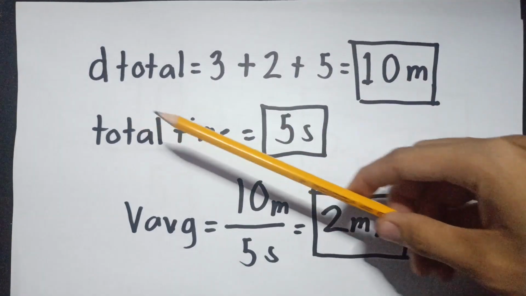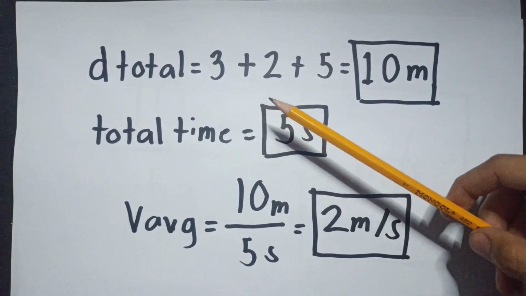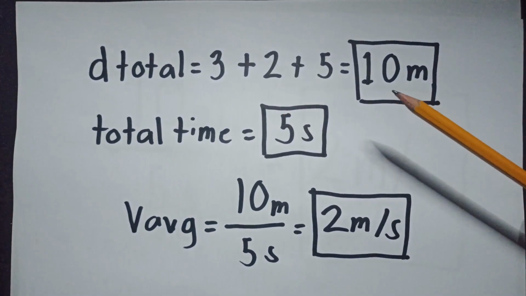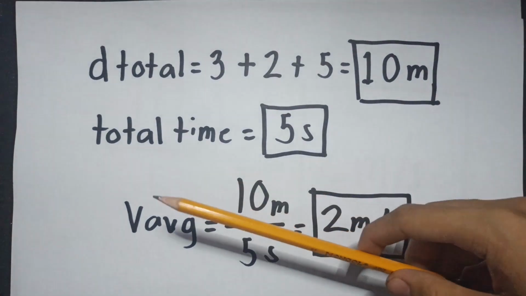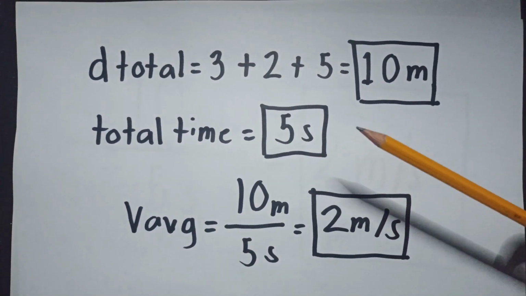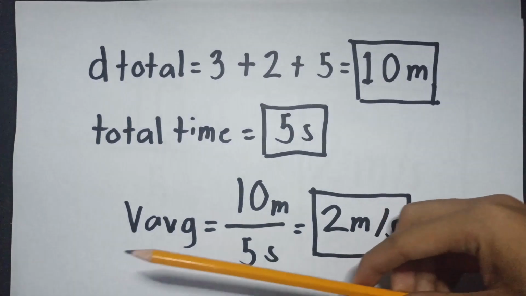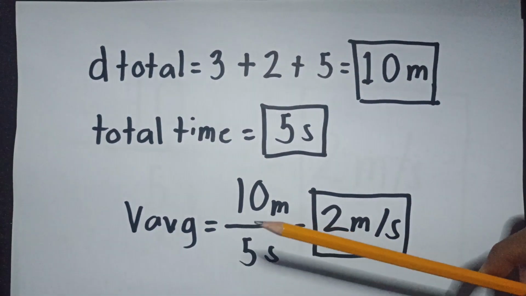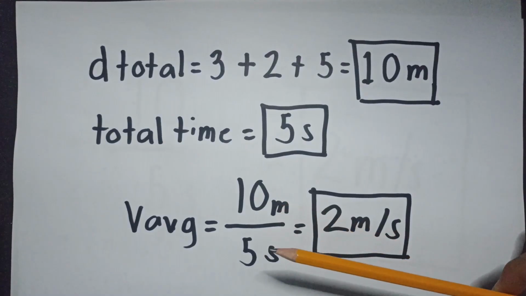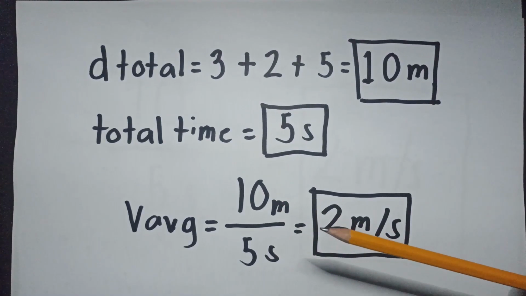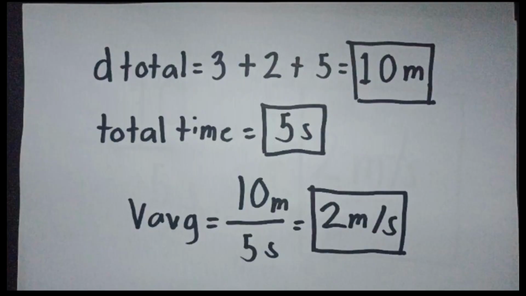So d total is equal to 3 plus 2 plus 5, which is 10 meters, and the total time is 5 seconds. So the average velocity is equal to 10 meters over 5 seconds, which is 2 meters per second. See, even though the speeds were different, the average still ends up at 2 meters per second.